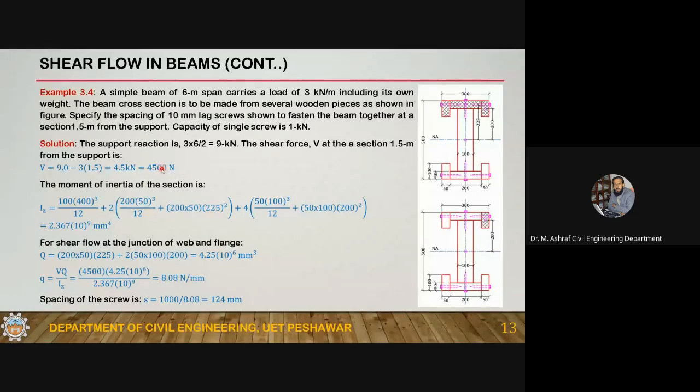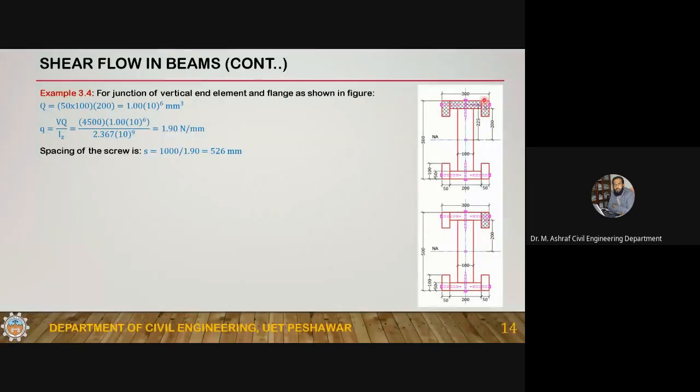Now to design this screw, you will have to take a section here. One side is this one, so just take the first moment of area of this shaded portion, 50 into 100 into 200, so this is 1 into 10 to the power 6 millimeter cube. VQ by Iz gives 1.9 Newton per millimeter, and spacing of the screw is 1000 divided by 1.9, so 526 is a very high spacing. It may not be the practical spacing, but the design requirement is this one. The strength requirement is 526.